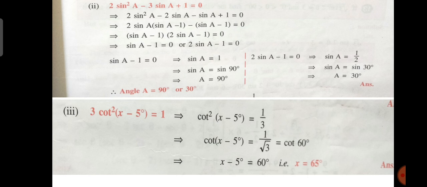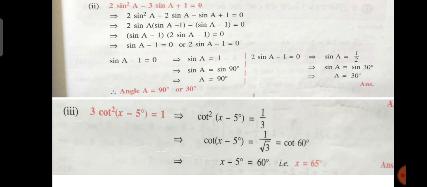Similarly, the third question also. Cot square is 1 by 3. Then cot of x minus 5 is to be found. That is 1 by root 3, which is cot 60. Cot 60 is 1 by root 3. That is why I told you that you have to remember those angles.